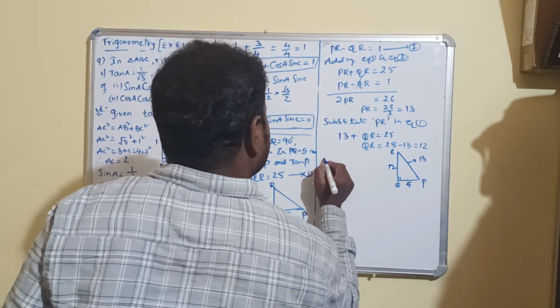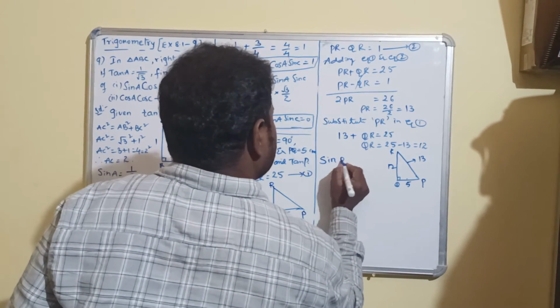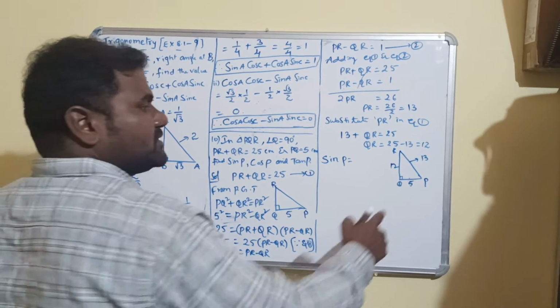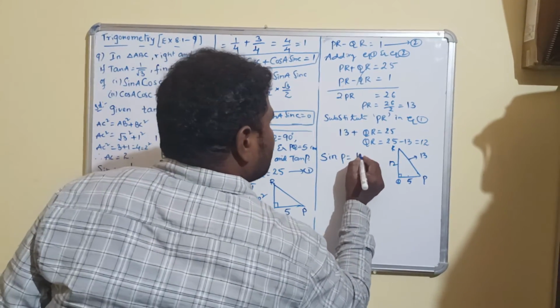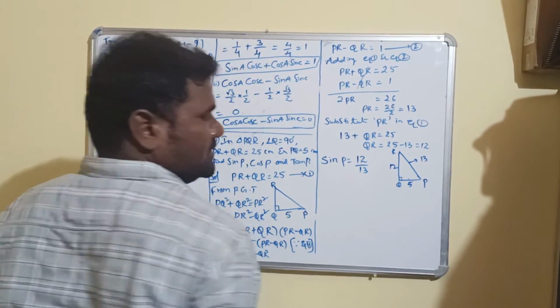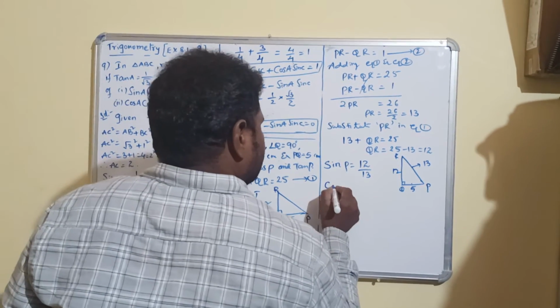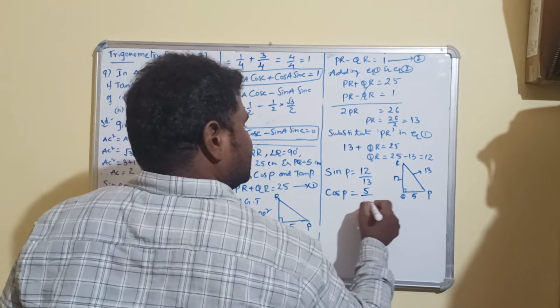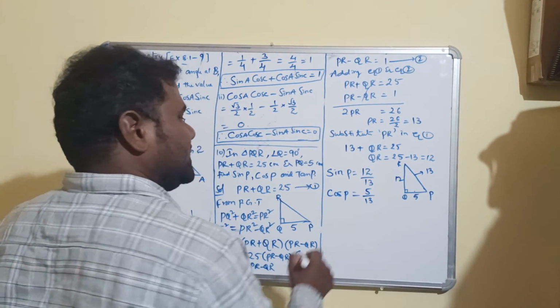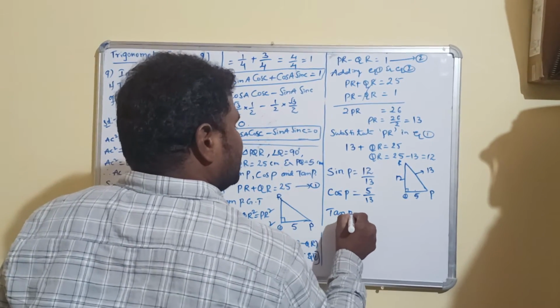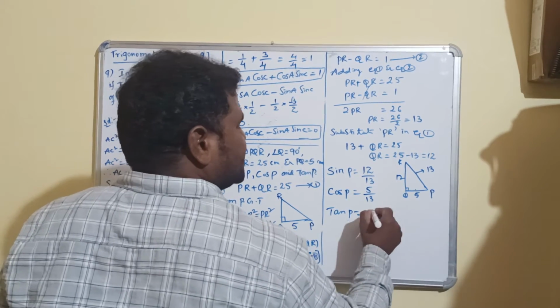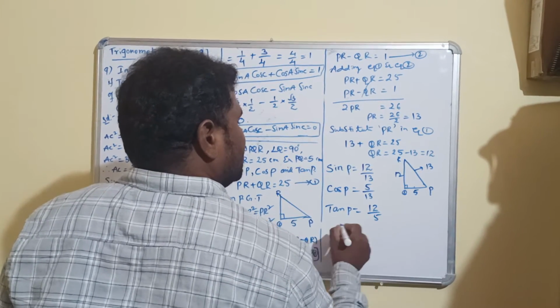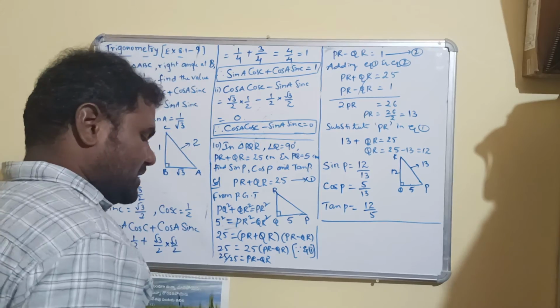Now, sin P. What is asked for sin P? Sin P equals side opposite to P by hypotenuse. Side opposite to P is 12, hypotenuse is 13. Now, cos P. Cos P equals side adjacent to P, which is 5, by hypotenuse, which is 13. Now come to tan P. Tan P equals side opposite to P by side adjacent to P, that equals 12 by 5. All the values are completed.